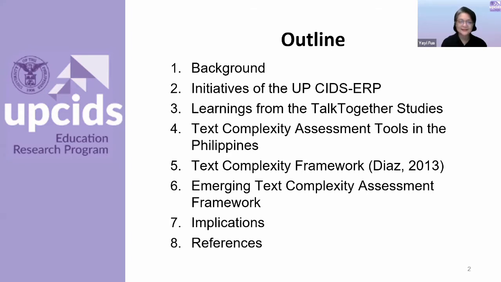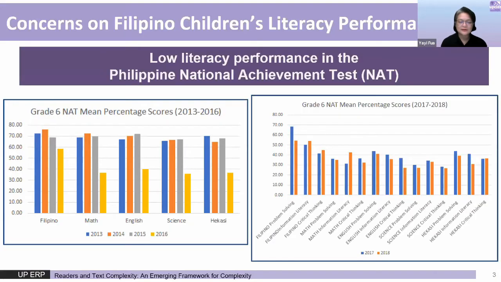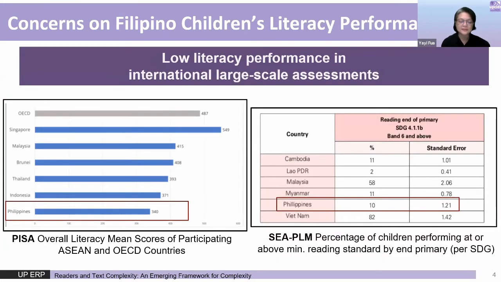Good day, everyone. Allow us to provide some background first. There has been some concern on Filipino children's literacy performance over the years. Data from the Philippine National Achievement Test, or NAT, from 2013 to 2018 consistently showed Filipino learners' low proficiency in literacy. And this has been recently confirmed by results of international large-scale assessments, particularly PISA and the Southeast Asia Primary Learning Metrics, or SEA-PLM. The results showed that Filipino learners fall short of the minimum reading standard expected for end of primary, as defined in the SDGs, thus setting alarm bells ringing throughout the country, most especially in the education sector.